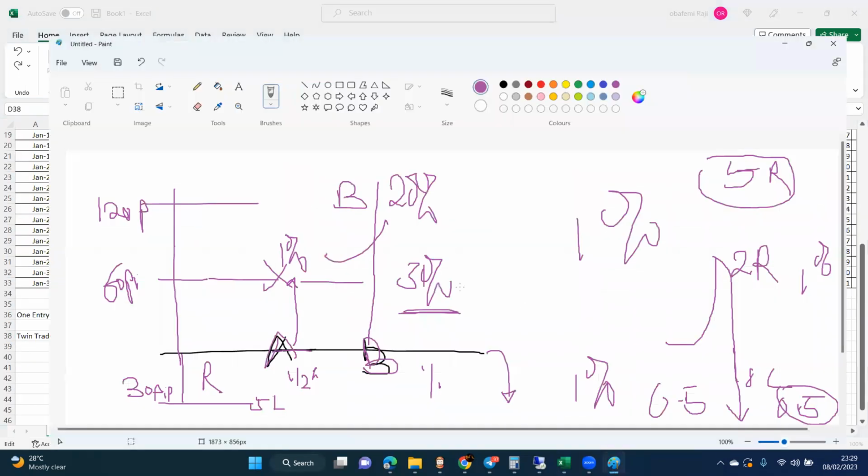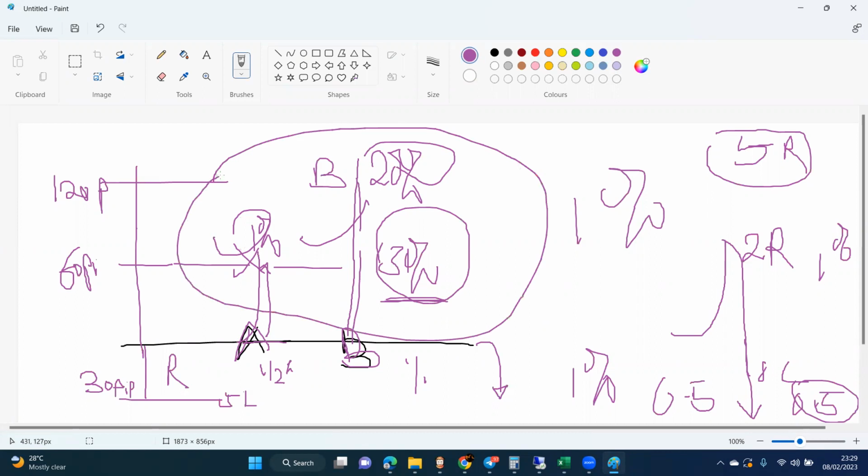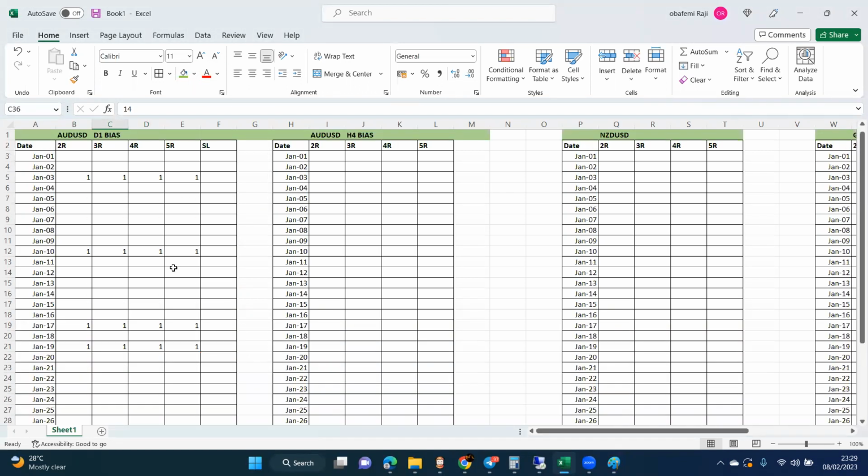Again, remember what happened here, right? If you went 2 times, you make 1%. If you go 4 times you make 2%, 2 plus 1 is 3. So when you trade this way, you are effectively trading a 1:3 risk reward ratio, right? So if you have 15 here, 15 minus 1 will give you 14, which is the same thing you would have had if you were trading 1:3 risk reward ratio.